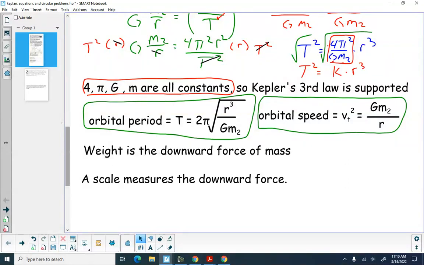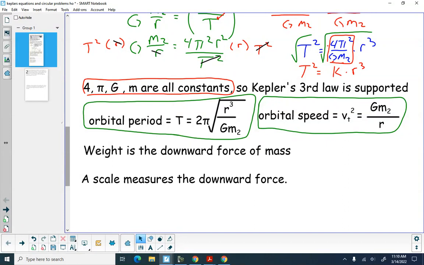Weight is the downward force of a mass. If you step on a scale, it is measuring, you step on it, it says 150 pounds. Okay, what is that measuring? That's measuring your downward force. If I put this on the spring scale, this is measuring a downward force.